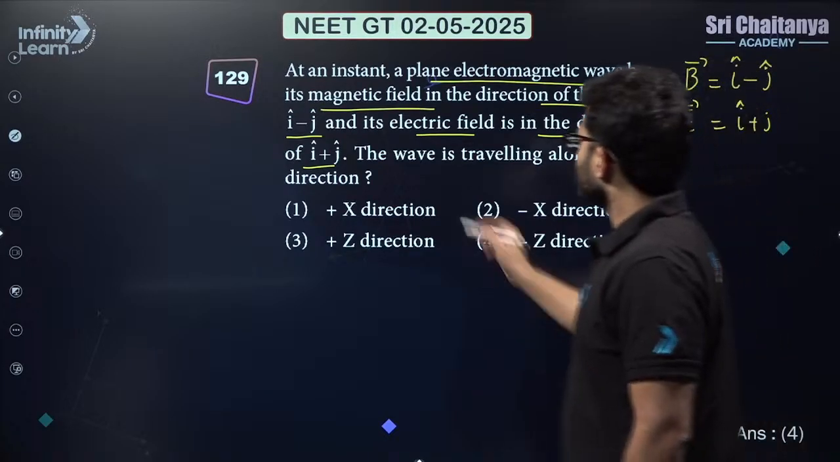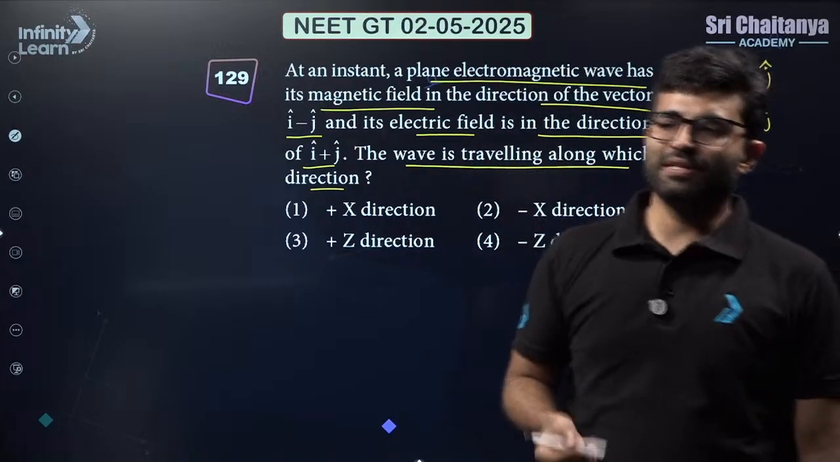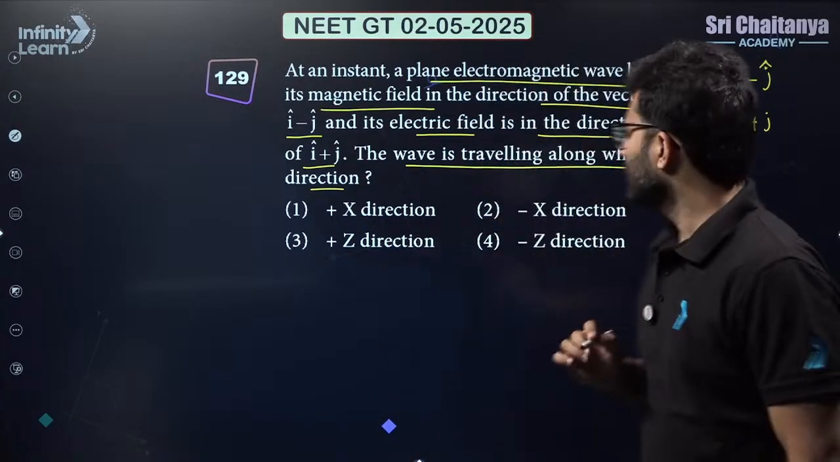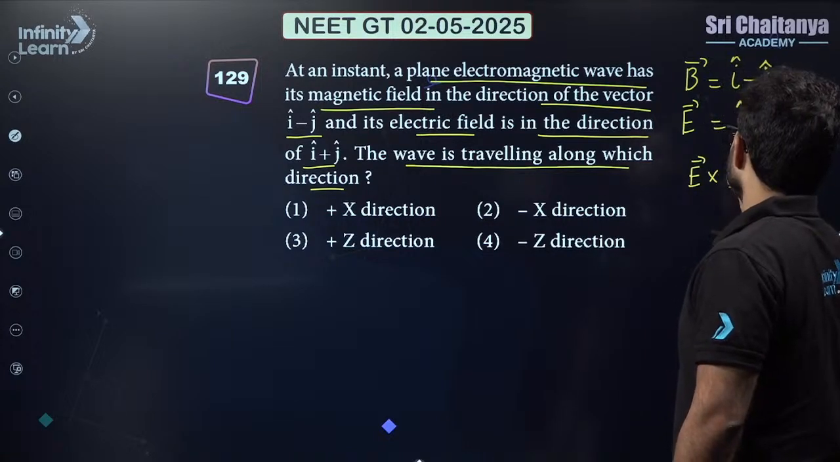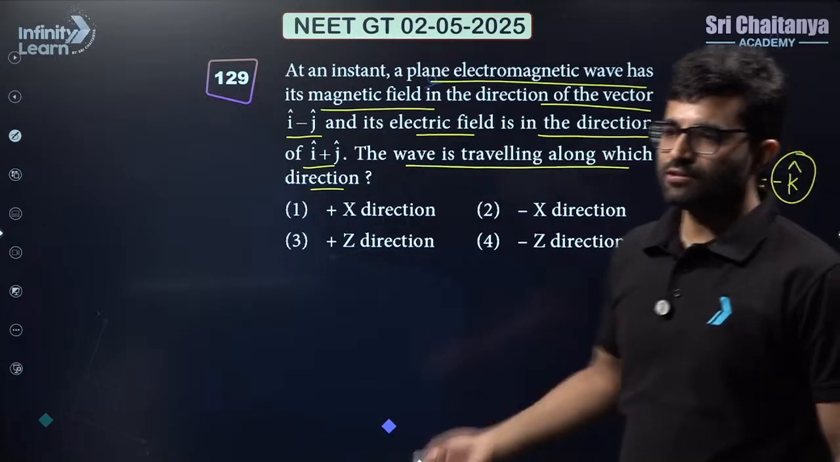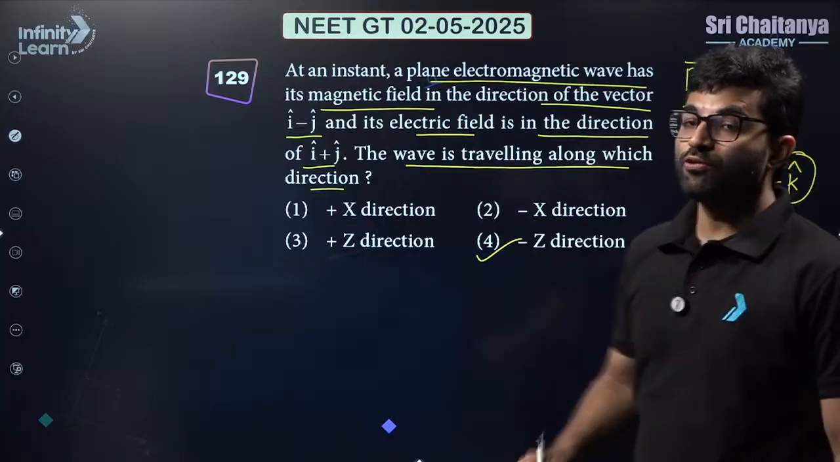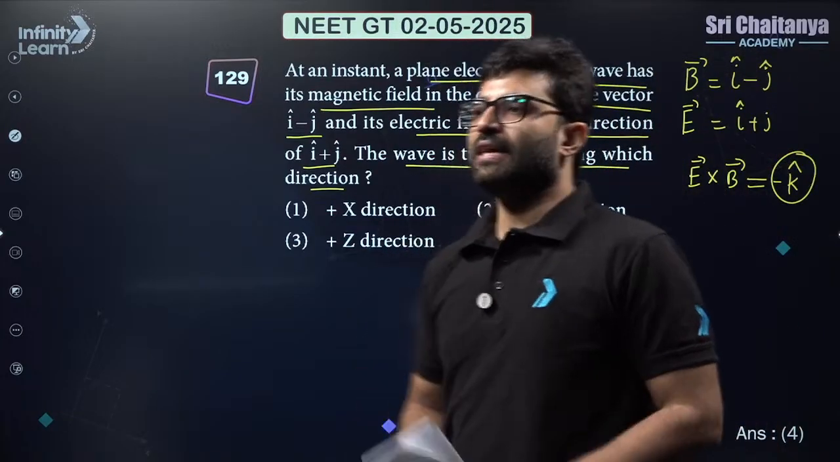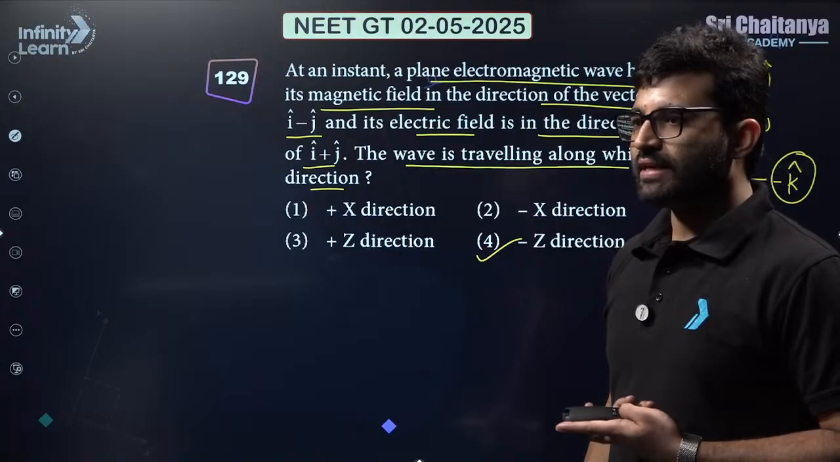Now what is asked? The wave is traveling along which direction? So it is very, very simple. That is E cross B. So you have to take the cross product, and when you take the cross product, you will get minus k cap here. So basically you will get minus 2k cap, and that would be the minus z direction. I hope you know how to take the cross product. That I am not telling you. Do it in the basics of vectors, you might have learned. Clear?